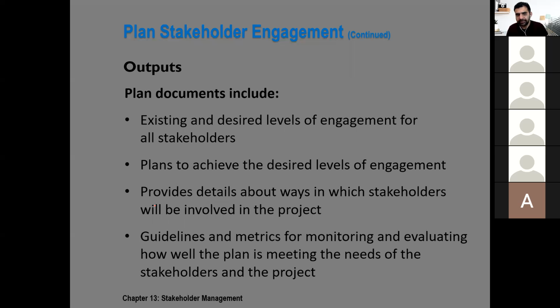Once the stakeholder engagement plan is developed, it is part of the project management plan. It contains the information related to the existing and desired level of engagement, and the strategies to bring the existing level of engagement to the desired level of engagement. It also talks about how stakeholders will be involved in the project, because we already did a good analysis. We already know what type of stakeholders they are. So our strategy should talk about how they will be involved in the project.